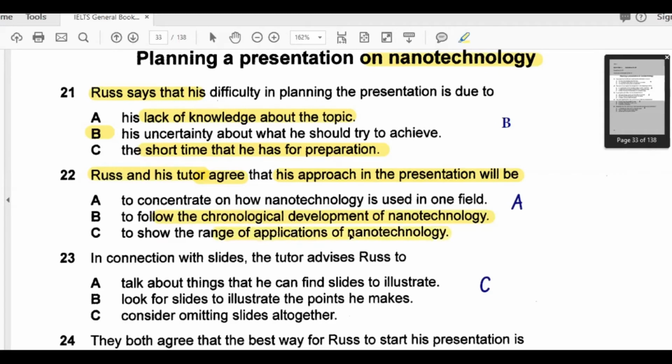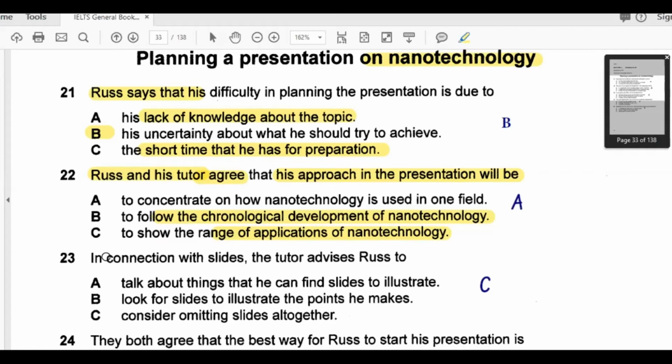And then the tutor says something else that you can also do is you can just concentrate on one particular field, one specific field. One particular field means that there is just one special area that they can focus on. And I think this person says that I think it was something to do with medicine or space exploration. And then Russ says that would be a good idea, and I think I'll go ahead with that. The tutor says, yes, I think so too. So 22, A is the correct answer.